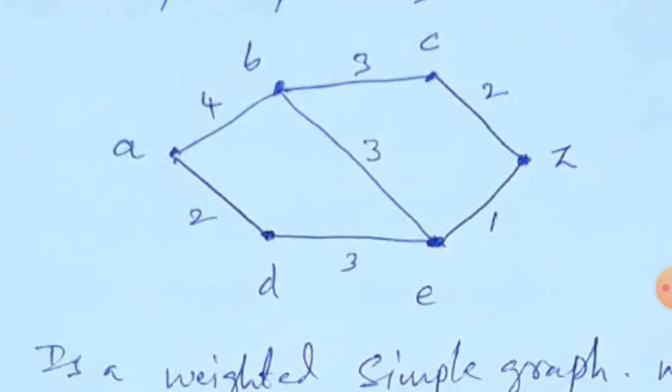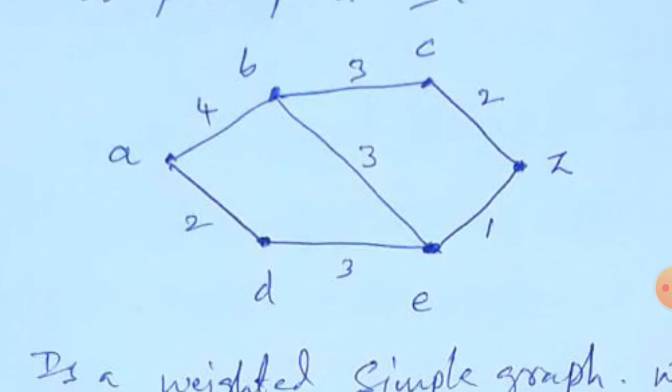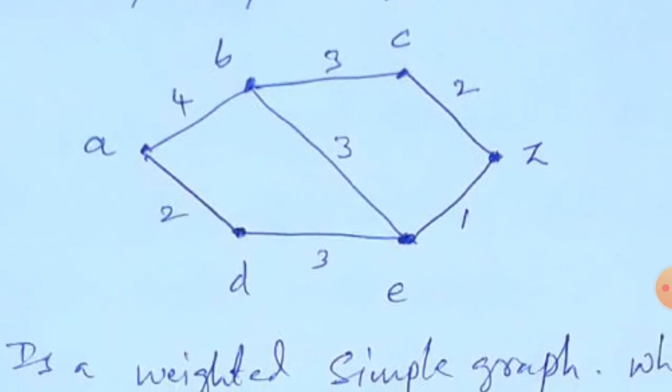Observe, if A to D is given, the edge length is 2. So you have to treat these as weights. The shortest path is nothing but finding the distance from one place to another place. Okay, the shortest distance you have to find out. This is the example for that. Now observe in this graph, A to Z, the shortest path you have to find out.